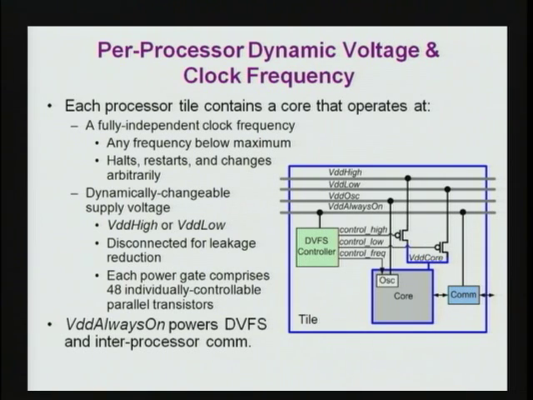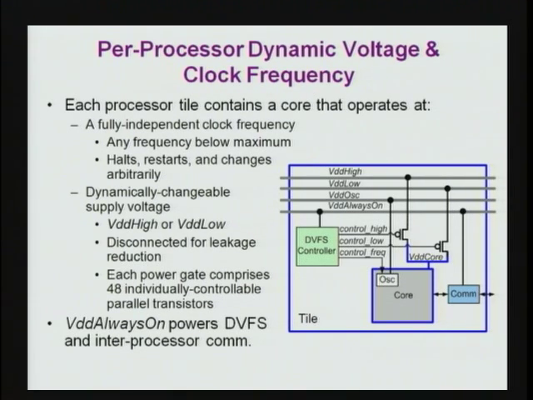We can also control the voltage of the core, since we supply the overall processor with 2 different voltages using our power grids. VDD high and VDD low can be chosen by using 2 PMOS power gates. We can also choose to disconnect the power gates altogether in order to virtually eliminate leakage. Each power gate comprises 48 individually controllable transistors. This allows us to shape the way we change between the 2 voltages. This might be beneficial for several reasons, which I will discuss later on too. Finally, the DVFS controller and our communication unit are powered by a VDD always on grid, allowing them to be isolated from the core.